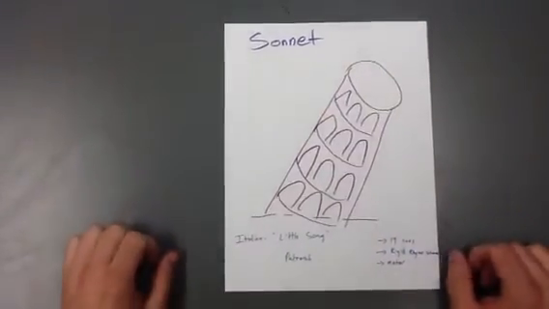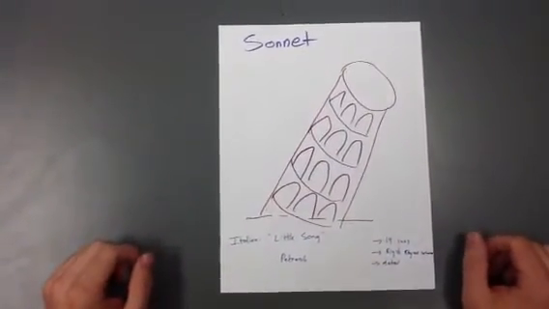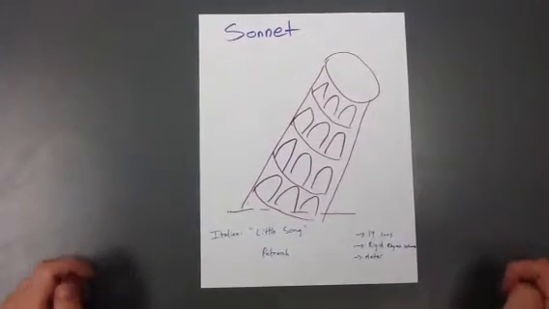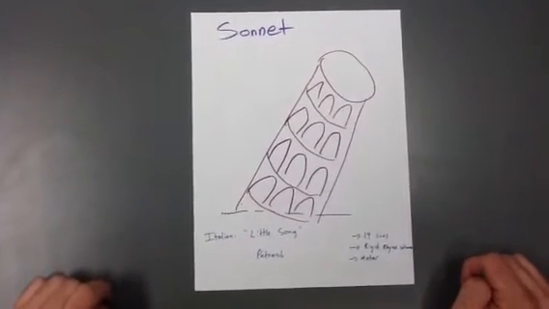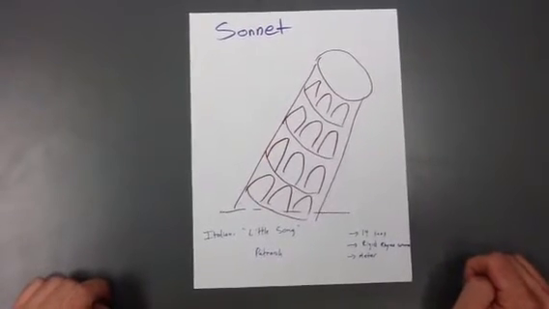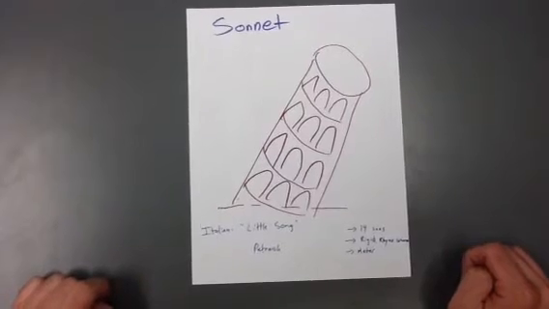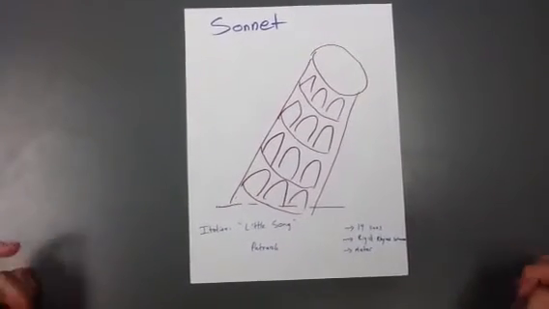We'll be learning about the sonnet. The sonnet is a form of poetry first popularized in Italy. The word sonnet means little song. The first real identifiable author who used the sonnet was known as Petrarch. He gave rise to the Petrarchan sonnet.